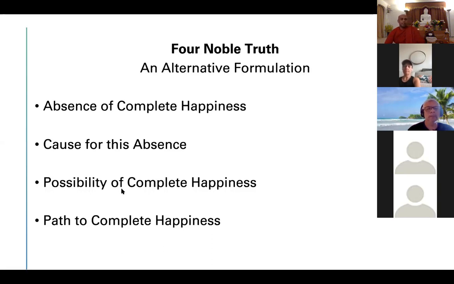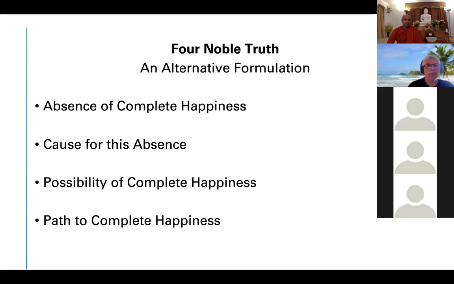And then the cause for that absence will be the second truth. And then the third one is the possibility of complete happiness. The reality is the absence of complete happiness, and there's a cause for that, and then the possibility of complete happiness will be the third one, and the fourth one will be the path to complete happiness, and that is the part that we are going to discuss today.